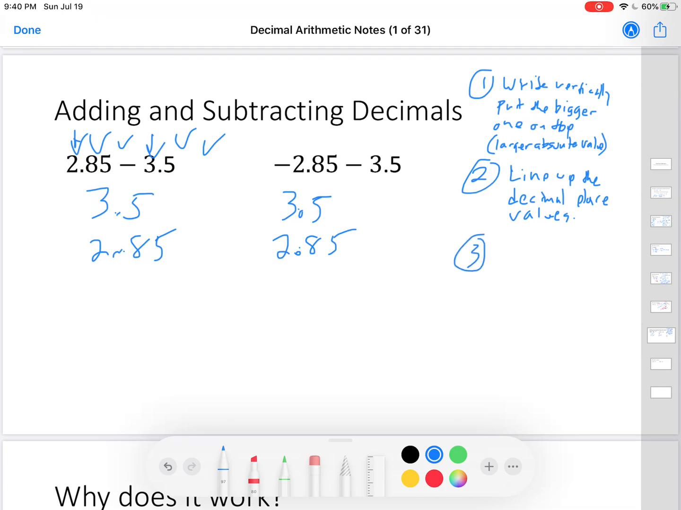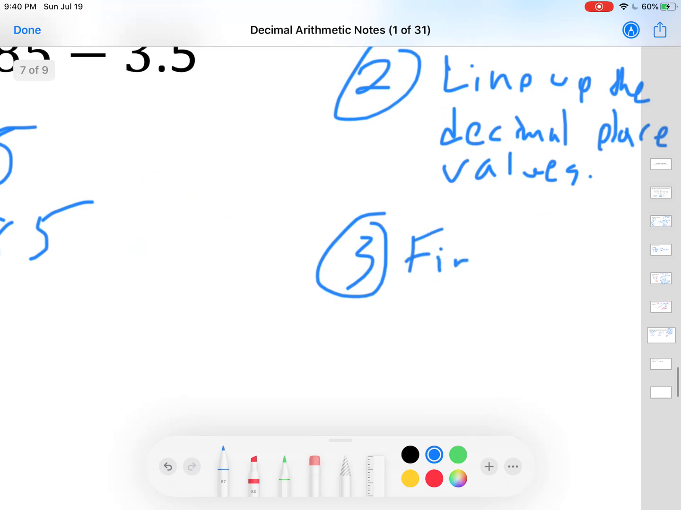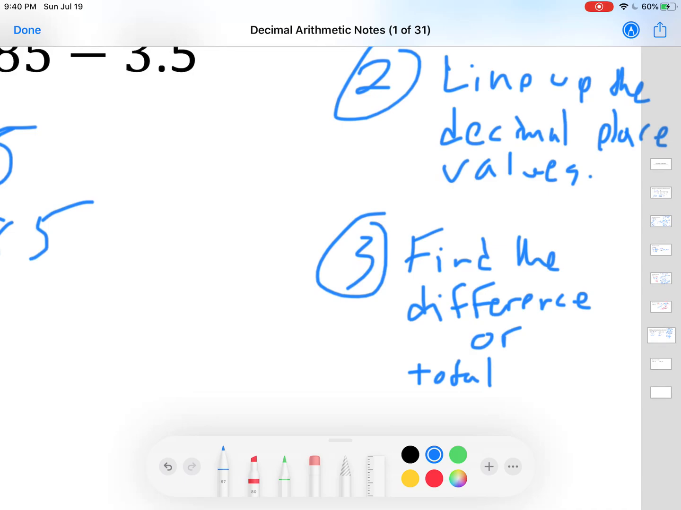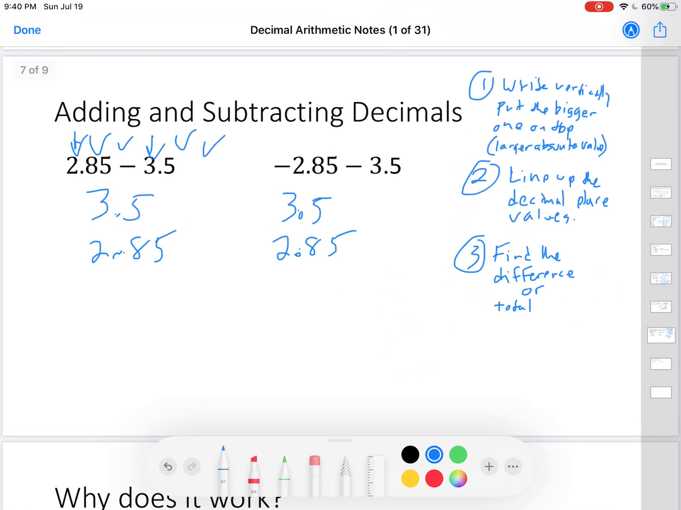Step 3, find the difference or the total. Okay, well this is a matter of whether it's going in the same direction or opposite direction. So we're looking at the up and down. If they're both up, if they're both down, they're going in the same direction, and we'll find the total. If one is up and one is down, then we know we're going to be finding the difference.